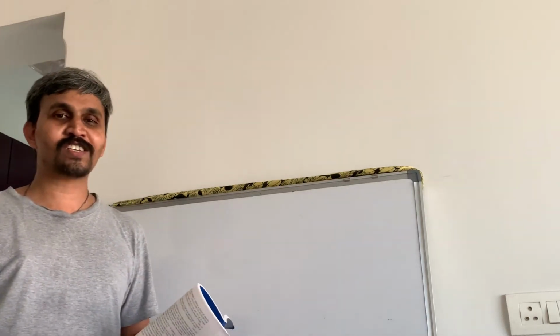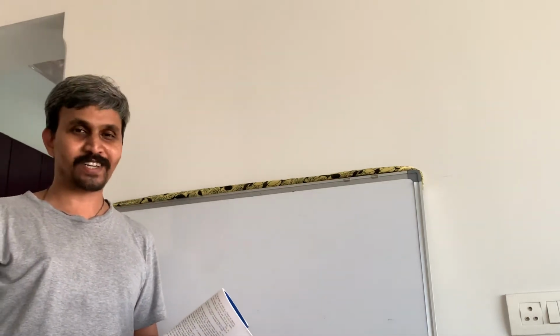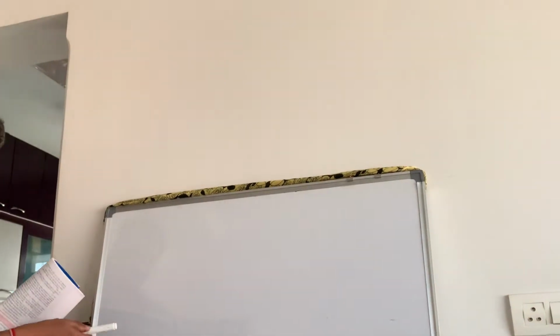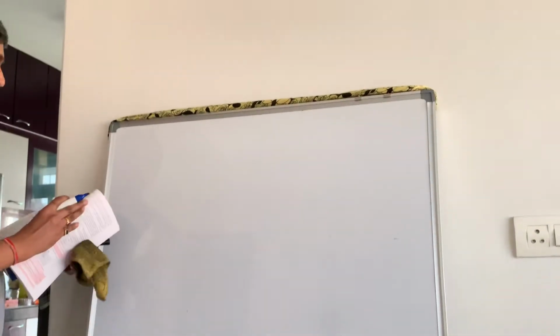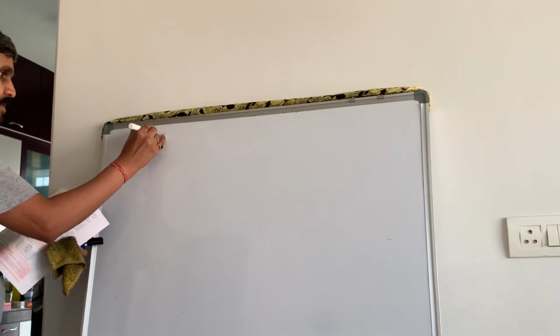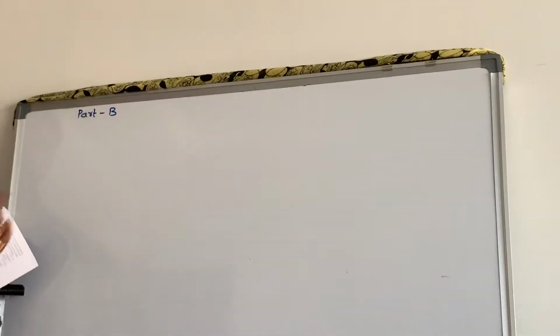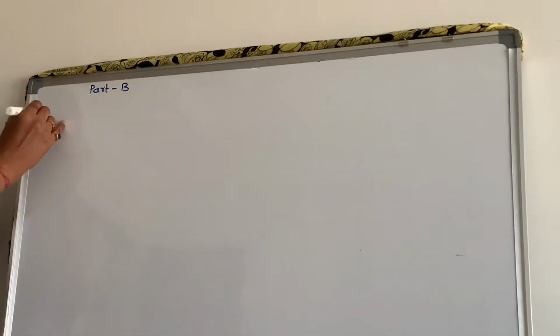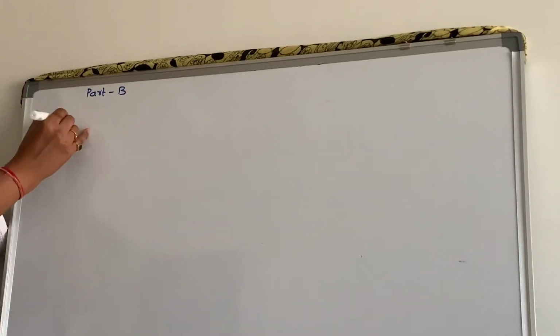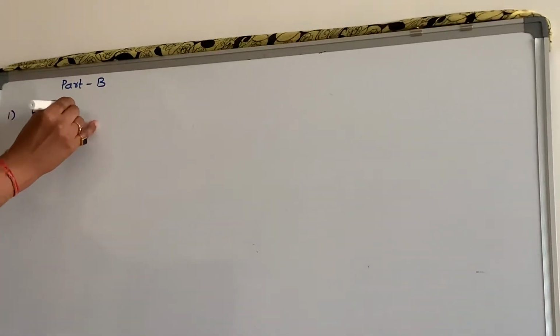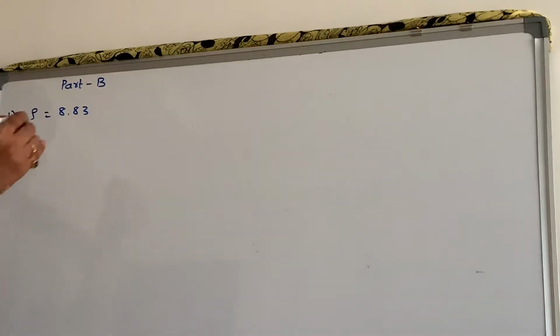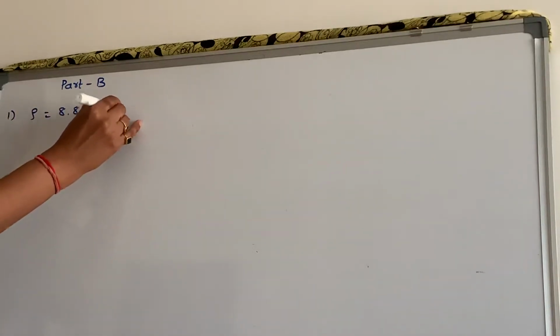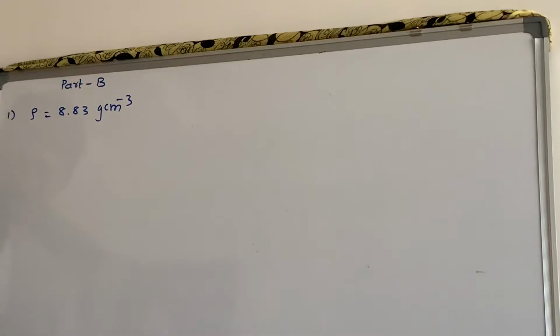Today we are going to start with Upthrust Part B Numericals. Chalo, let's start. First numerical, Part B. The density of copper is given as 8.83 gram per centimeter cube. Express it in kilogram per meter cube.